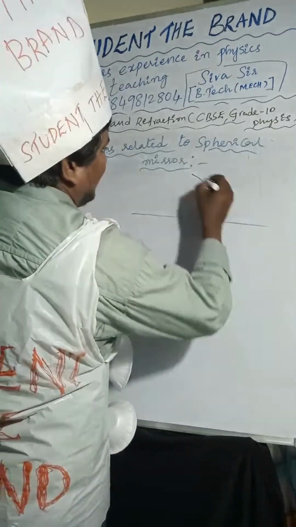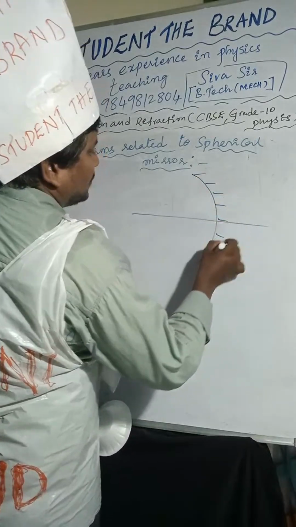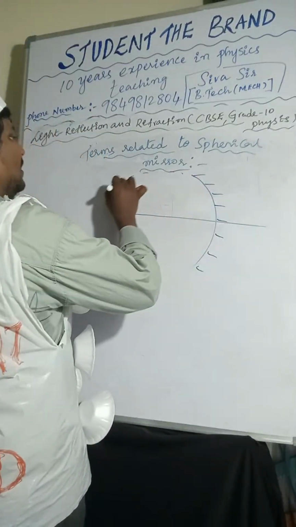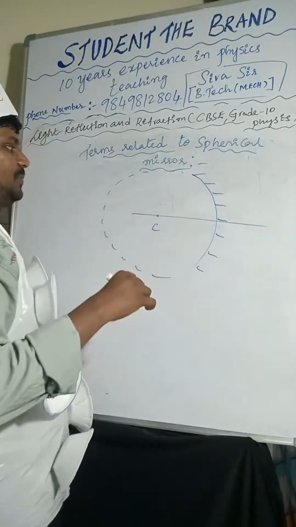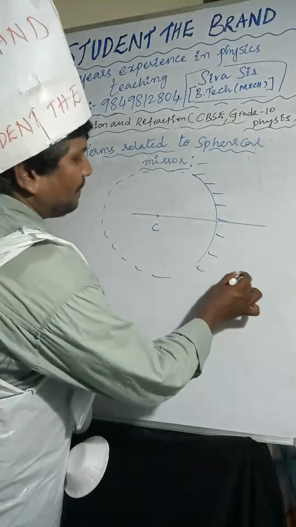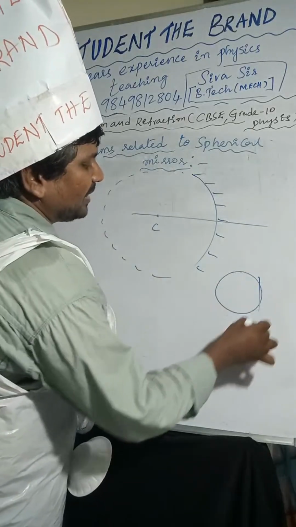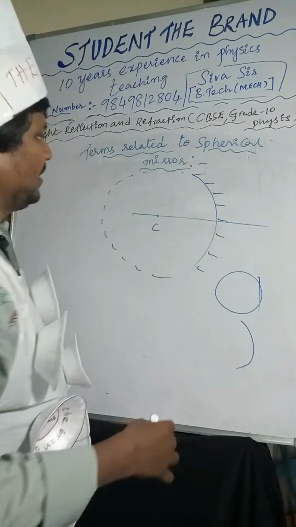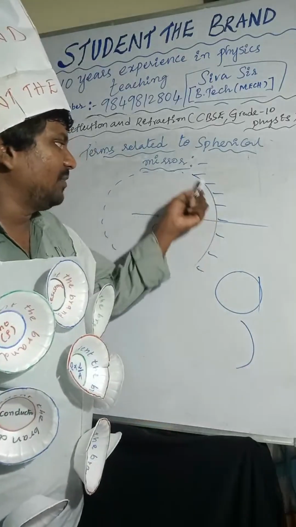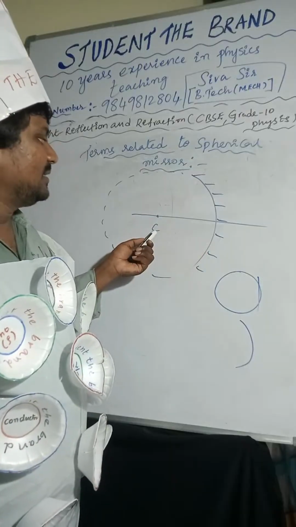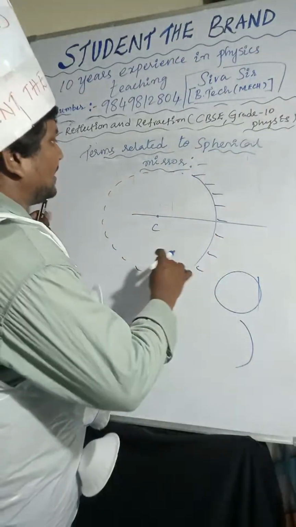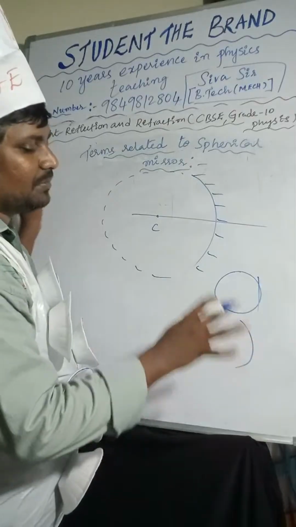Here I'm taking a part of the sphere. This is the center of the imaginary sphere. Normally, if you take a sphere, we are taking a small curvature. This is the curvature, a small curvature. So normally it is a part of the sphere, and this is the center of the sphere, the center of the imaginary sphere of which the mirror is a part.